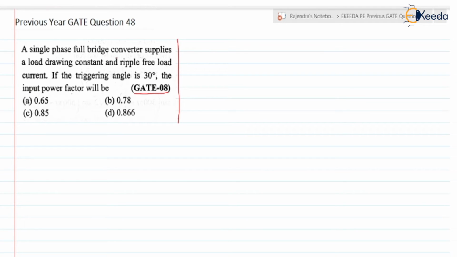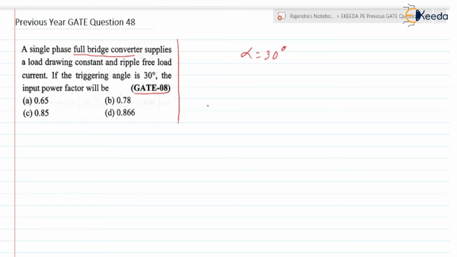A single phase full bridge converter supplies a load drawing a constant and ripple free load current. So load current is constant, means the load is highly inductive. If the triggering angle alpha is given as 30 degree, the input power factor will be... this is a full bridge converter.